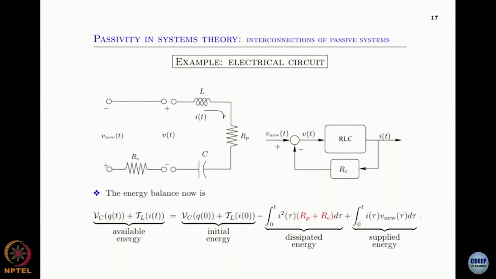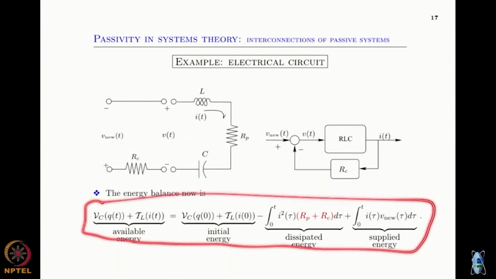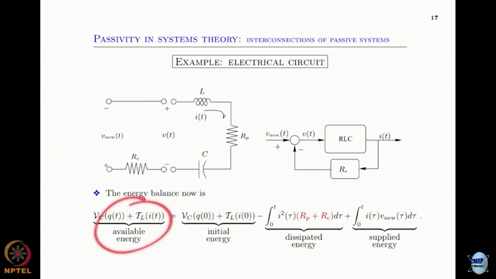So now my new energy balance equation will look like this, and I will have that the available energy equals the initial energy, of course, so potential energy in the capacitor plus kinetic energy in the inductor that were already in the system, and I just added a resistor to increase the dissipation in my circuit. I could probably also add a capacitor and modify the potential energy, right? I could also modify that.